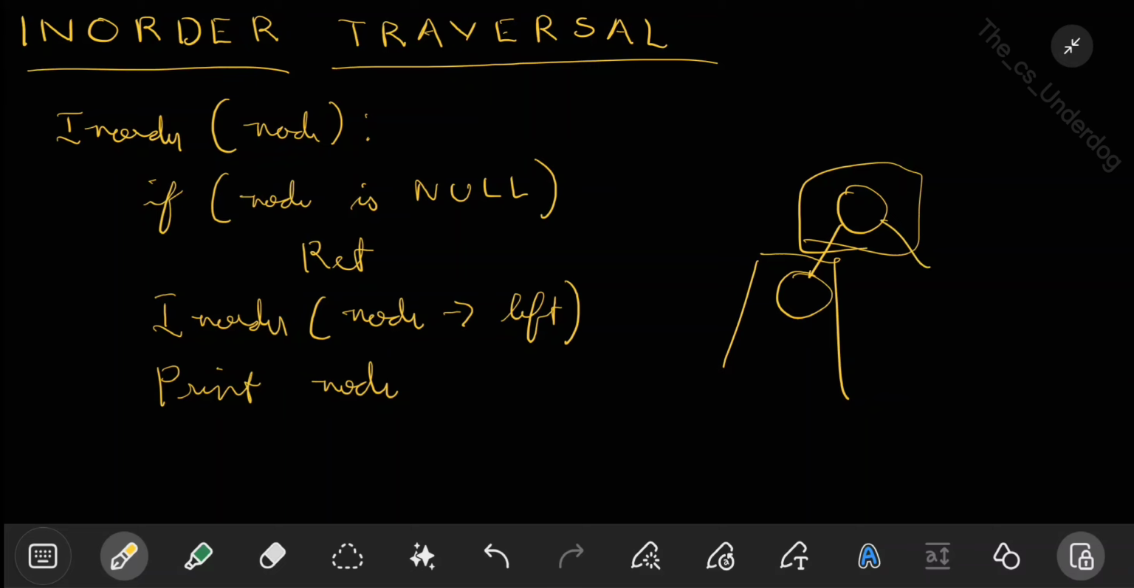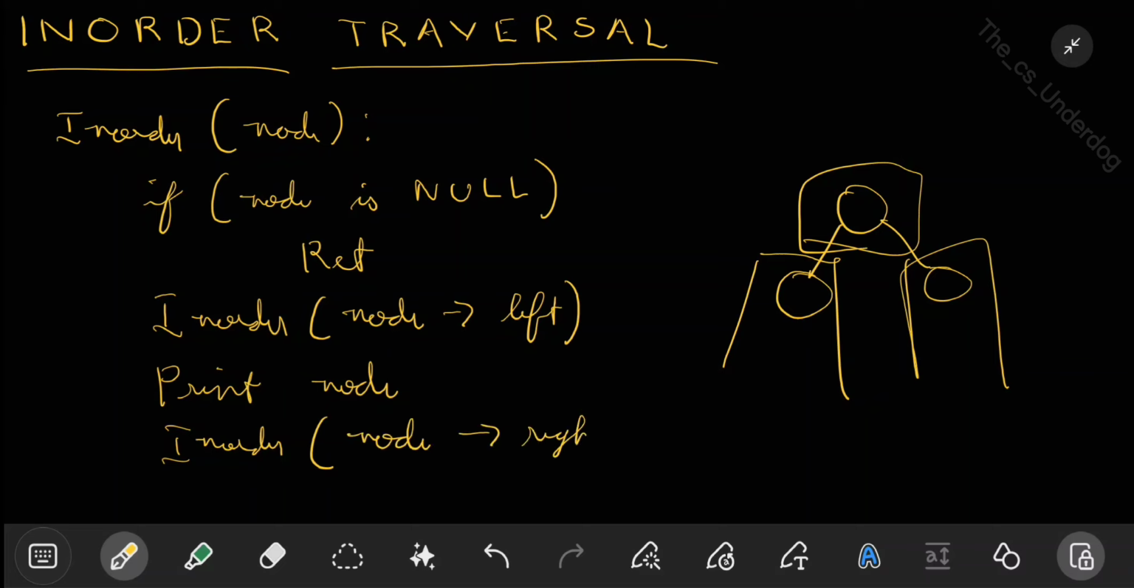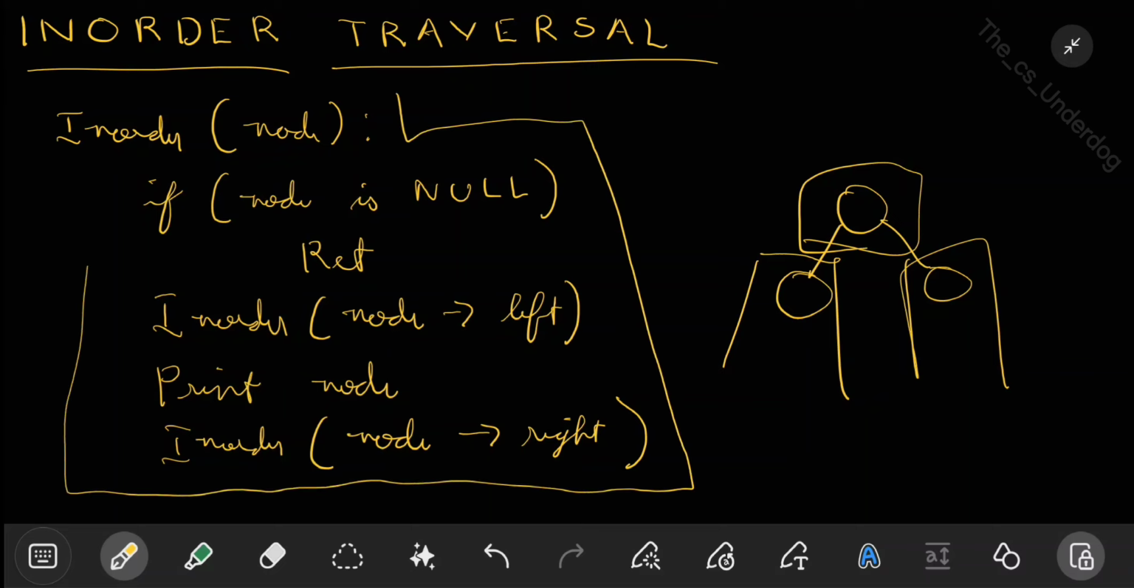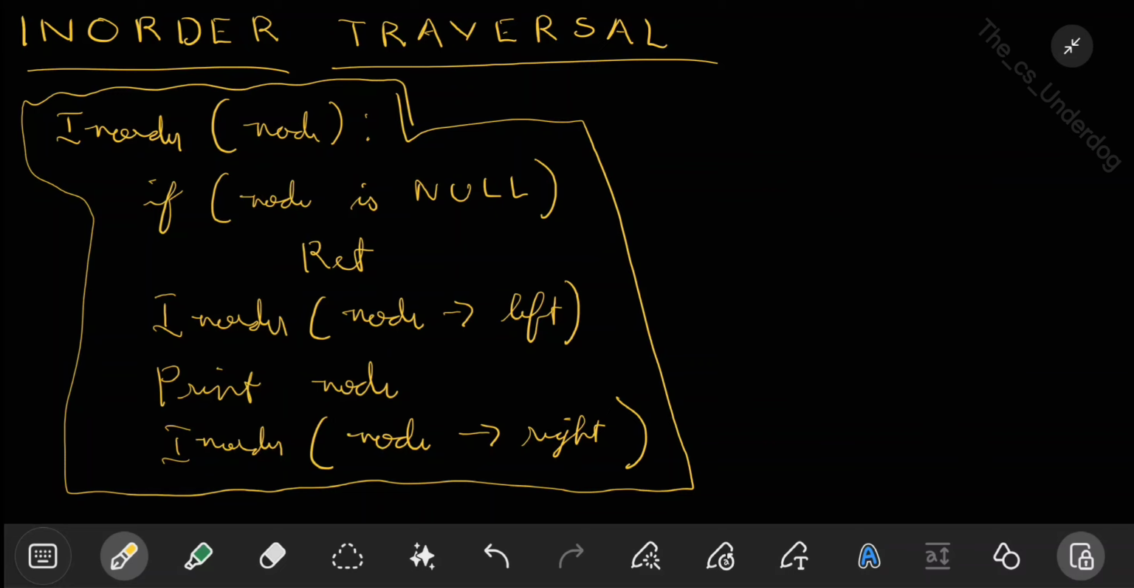The next step is going to the right subtree. How will I go to the right subtree? I'll do in-order of node pointing right. So this is how I'll go to the right subtree. So this is the recursive algorithm which will run in-order traversal. Okay, so let us understand this algorithm, understand its time and space complexity, and a dry run.